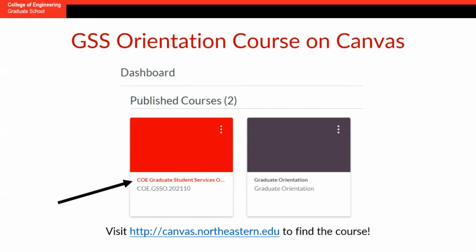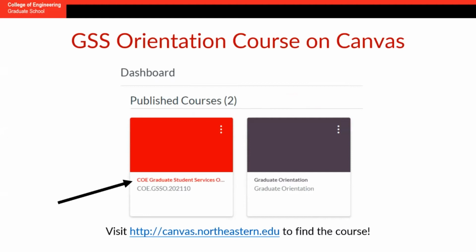Before we jump into it, we just wanted to highlight a very important resource, which is the Graduate Student Services Orientation course on Canvas. You can log into Canvas by going to canvas.northeastern.edu. This course is simply a resource page that you'll have access to throughout your time at Northeastern, and it provides more in-depth information that we didn't cover in today's live session.